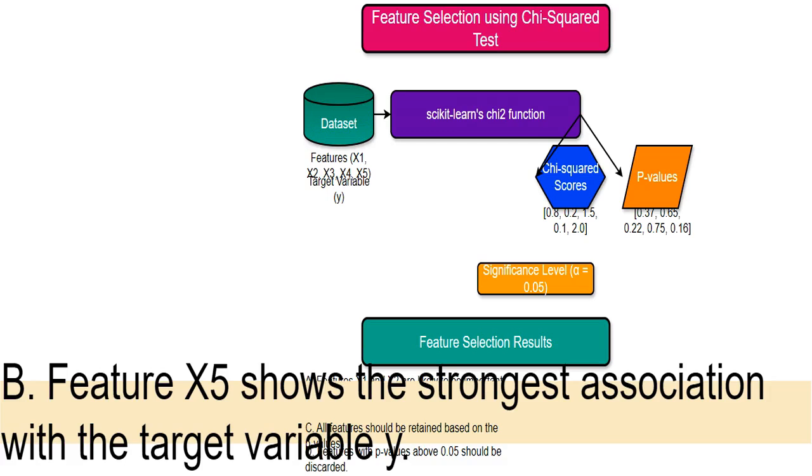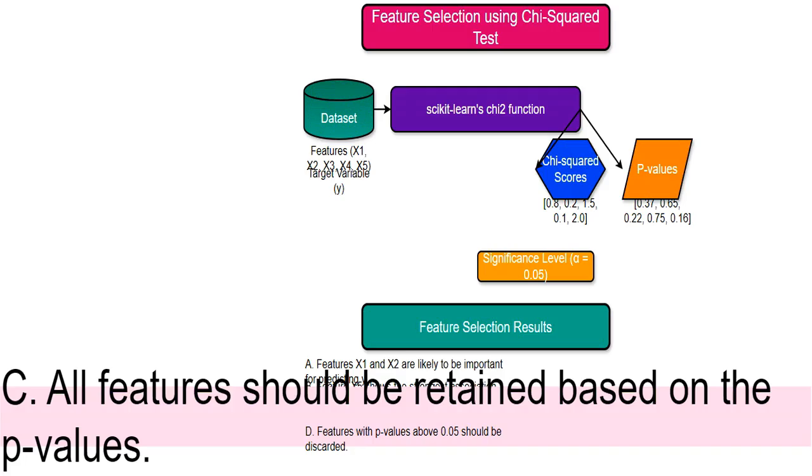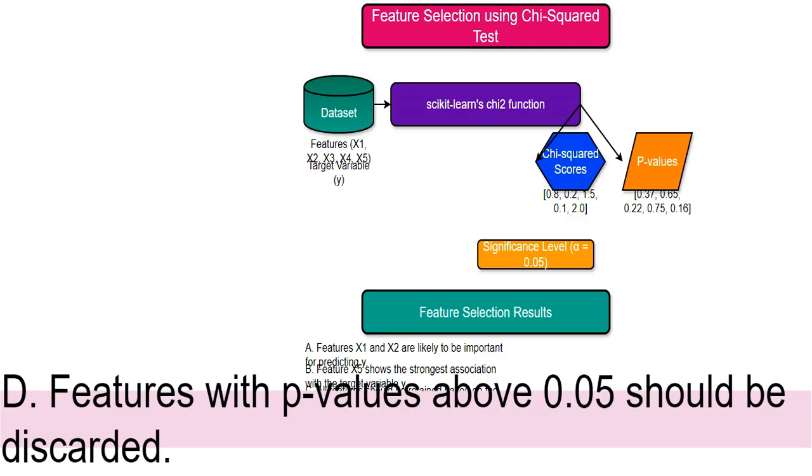x5 has the highest chi2 score, 2.0, indicating the strongest association with the target variable. This is incorrect because feature x5 has a p-value above 0.05, suggesting it's not strongly related to the target variable, making it a candidate for removal. Features with p-values greater than 0.05, like x5, are generally considered not statistically significant and are often removed from the model. While x5 has a high chi2 score, its high p-value undermines this apparent strength, making its contribution to the model questionable.